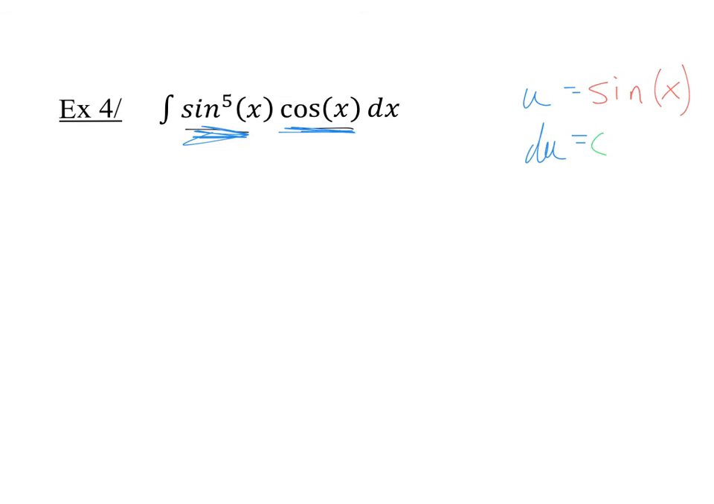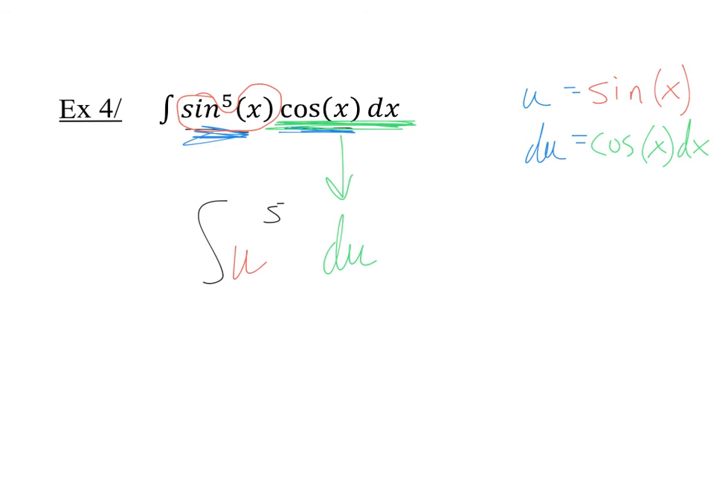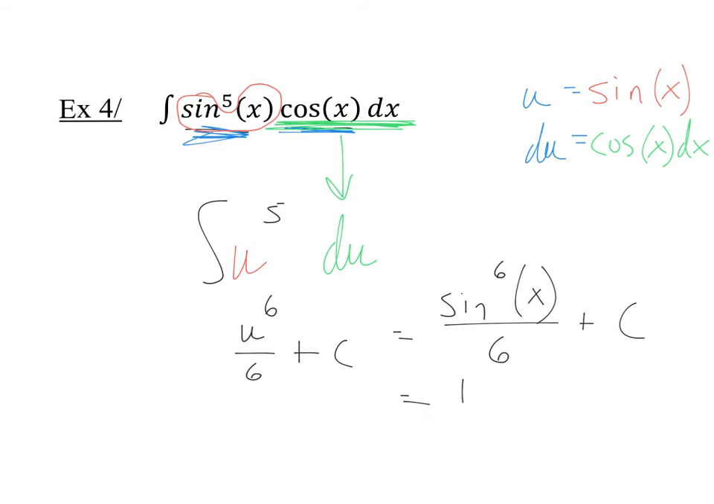Well, the derivative of the sine of x would be the cosine of x dx. So when I look at this part underlined in green, that becomes du. When I look at the sine of x is u, and it's being taken to what power? The fifth power. So what's the integral of u to the fifth du? U to the sixth over 6 plus c, which, when I replace u with the sine of x, would be sine to the sixth power of x over 6 plus c, or 1/6 times the sine to the sixth power of x plus c.